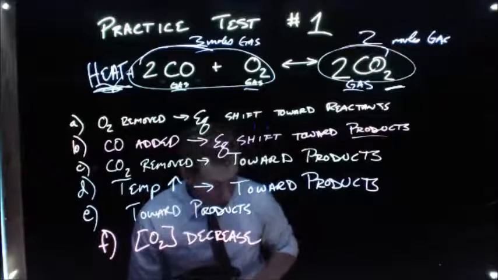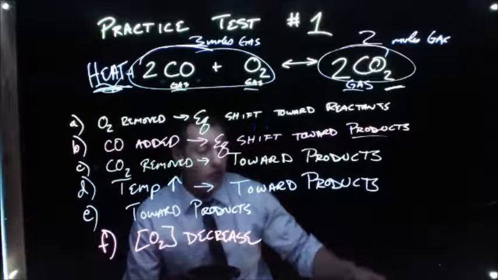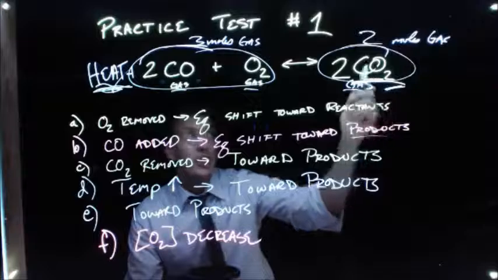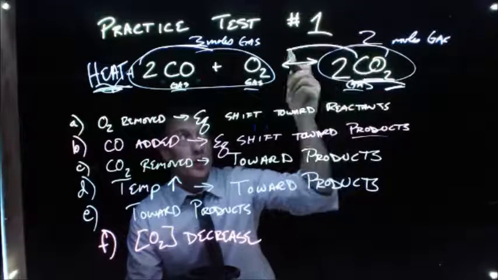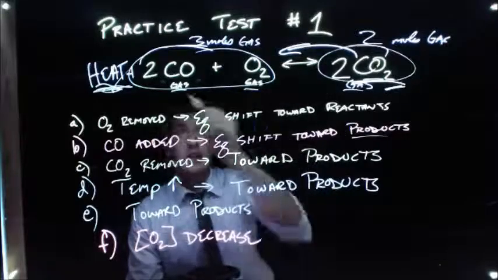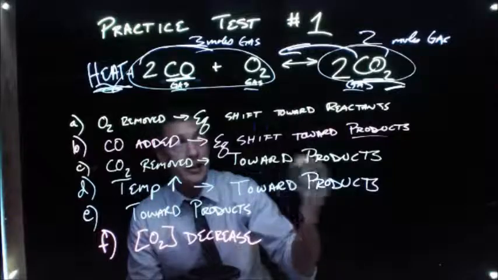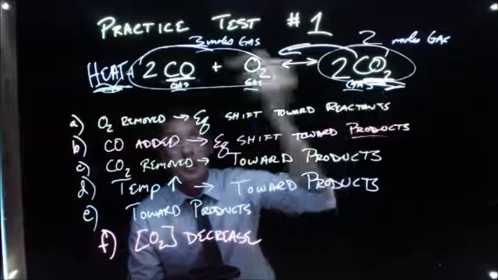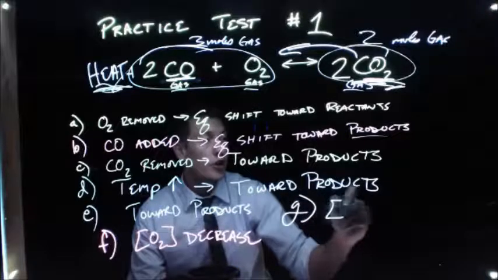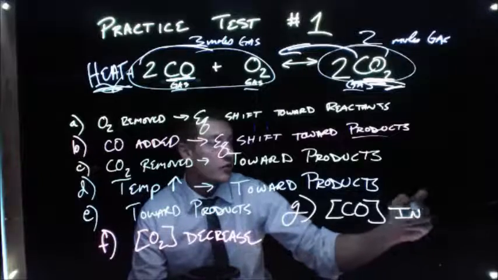G, how will the concentration of carbon monoxide change if CO2 is added? So if we would add more carbon dioxide, the equilibrium is going to use up that CO2 and it would shift towards the reactants. Since carbon monoxide is a reactant, there is going to be more carbon monoxide after adding more CO2 than before, so G would cause the concentration of carbon monoxide to increase.